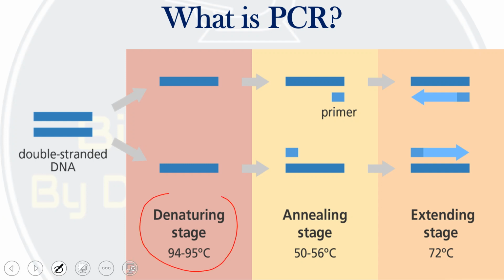The first stage is denaturation, where double-stranded DNA is denatured and gives you single-stranded DNA, which will work as a template. In the second stage we have annealing, where the temperature is slightly lower than the denaturation step. In denaturation the temperature is 94 to 95 degrees. In annealing, the primer binds with the single-stranded DNA received from the previous process, the template DNA. And in the last stage, extension, thermostable DNA polymerase extends the primer using single-stranded DNA as a template.